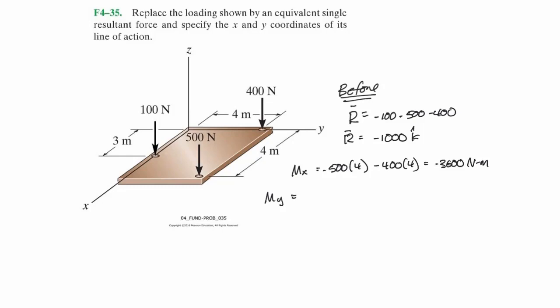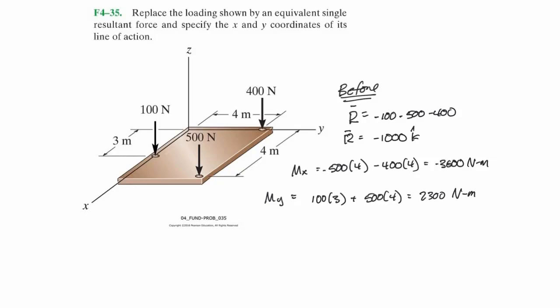How about the y-axis? Moment about the y-axis. Again, this force goes through the y-axis, but the 100 has that lever arm, and the 500 has that lever arm. So let's go ahead and put those in there. That'll be 100 times 3 plus 500 times 4. And those are both positive, meaning they're both trying to rotate in this direction about the y-axis, and by the right-hand rule, that would make that positive. So that's going to be equal to 2300 Newton meters. So again, this is the before condition.